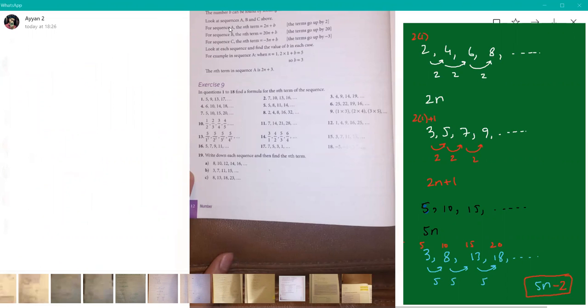Okay, beta, now tell me, if it is 5, 9, 13, 17, and so on, what is the nth term for this sequence? 4n minus 1. Okay, you're saying 4n minus 1. So plus 1, plus 1. This is 4n plus 1.